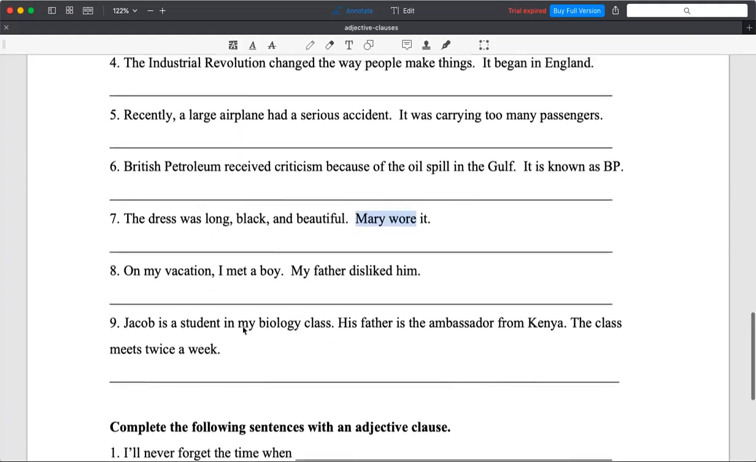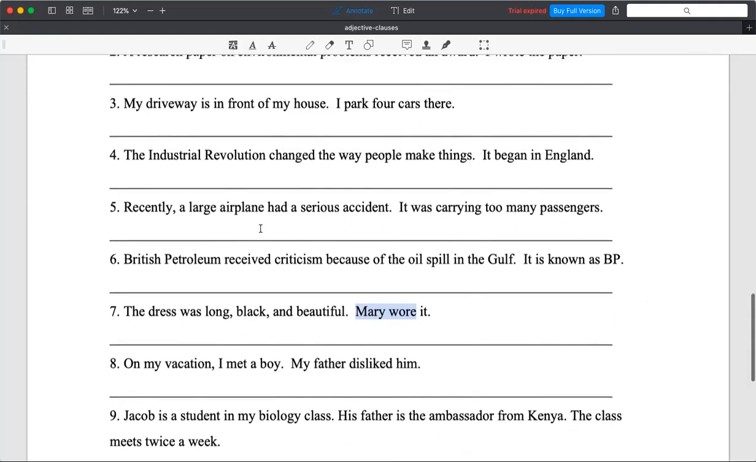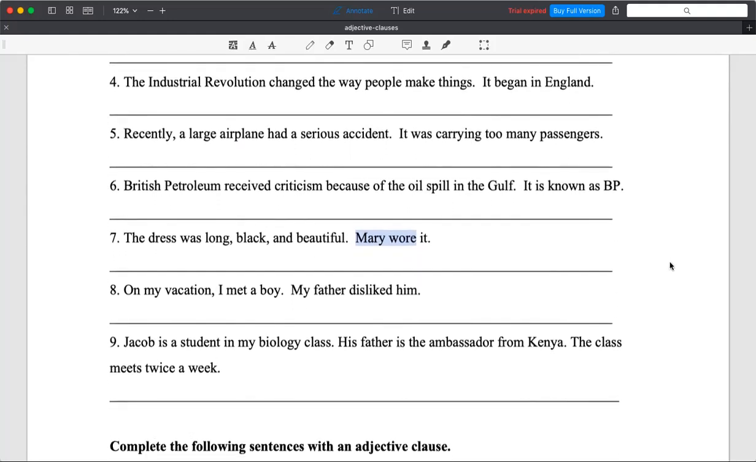William, number 9, and Fiona, number 3. And who was supposed to do number 5? I'm still waiting. Recently, a large, what number is that? Yeah, 5. Recently, a large airplane had a serious accident. It was carrying too many passengers. Recently, a large airplane, which was carrying too many passengers, had a serious accident.